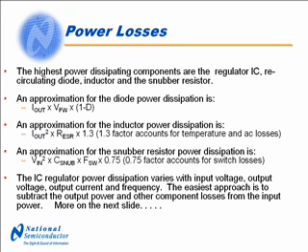If a snubber is used across the diode, an approximation for the snubber resistor power is Vin squared times C times F times 0.75. The IC regulator power dissipation varies with input voltage, output current, and frequency. The easiest and most accurate approach is to subtract the output power and other known component losses from the input power. We'll look more at this at the next slide.